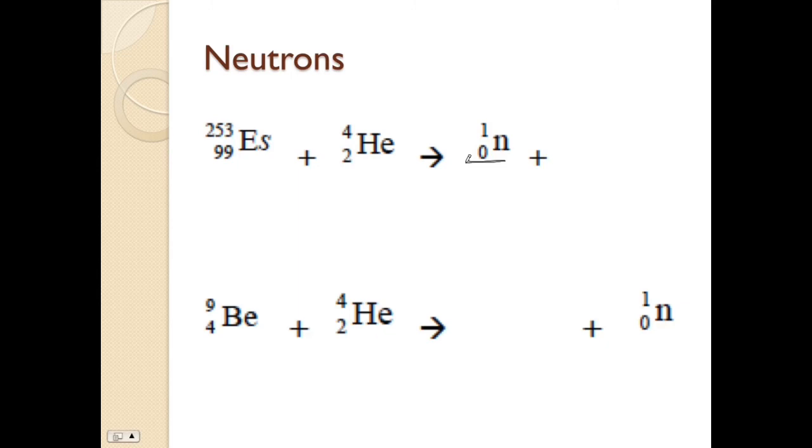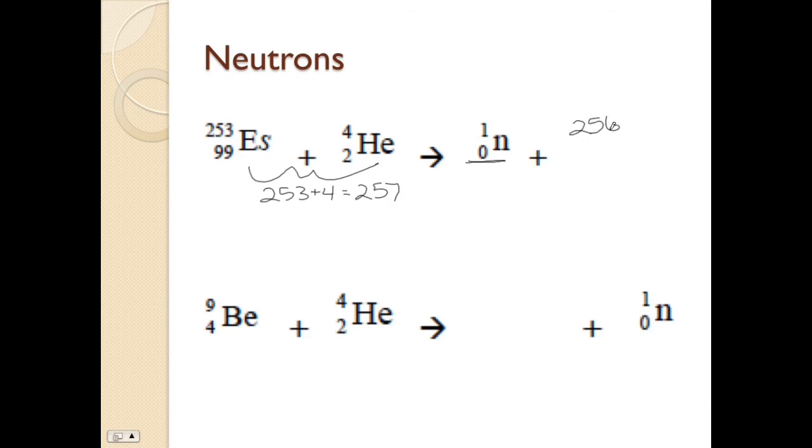What's happening here gets a little bit more complicated, because we've got two particles coming together and we're getting two particles out of it. So we've got to pay a little more attention to our numbers. I've got 253 plus 4. So on the reactant side, we have 257. That means on the product side, we also want 257. And so far we've got 1. So that means the other number needs to be 256.